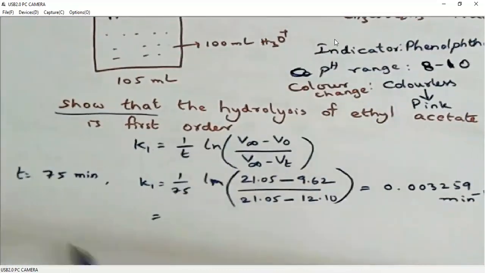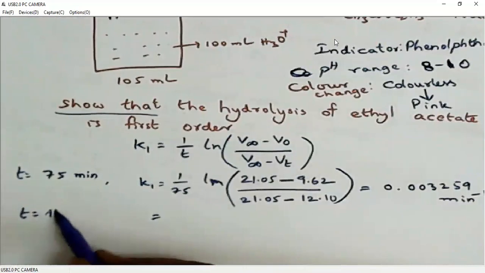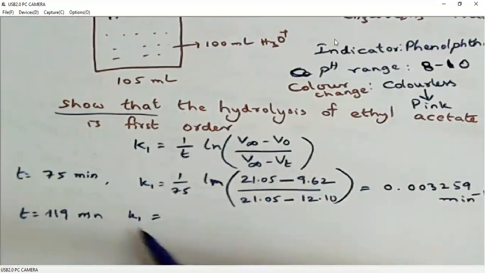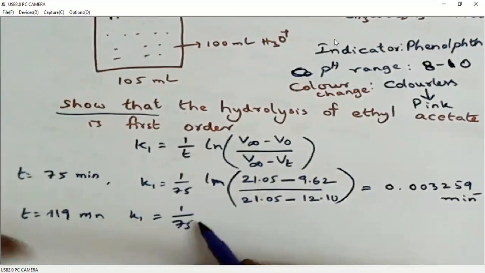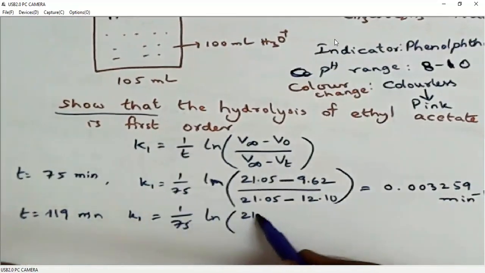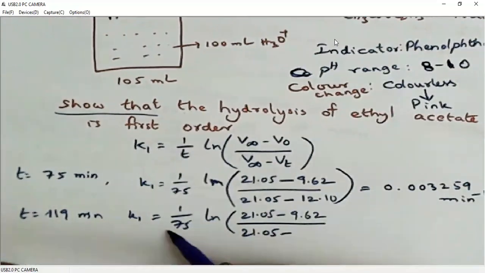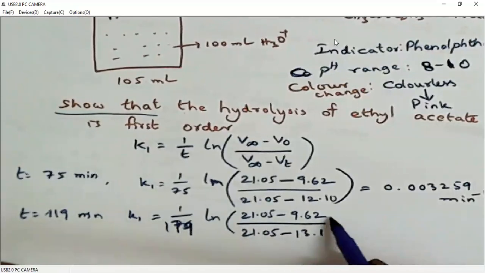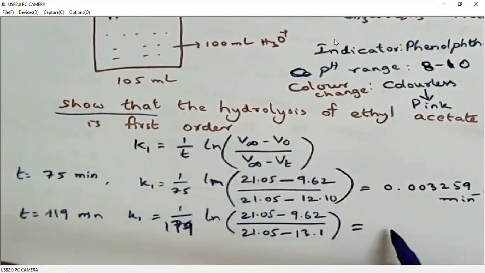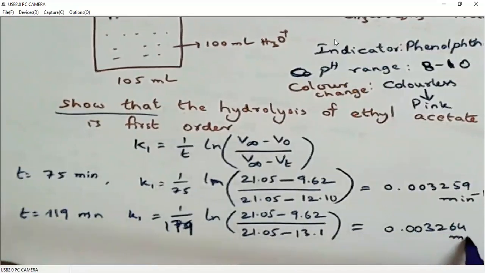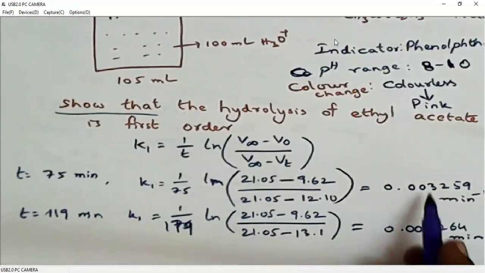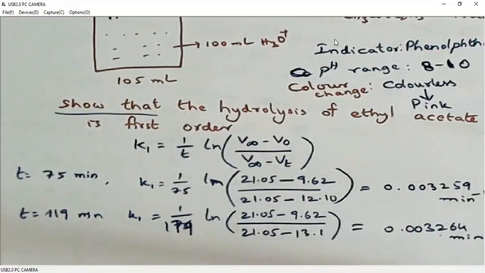Similarly, when we calculate the K1 value at 119 minutes, K1 is equal to 1 by 119 into ln V infinity, it is the same thing. V naught is again the same value. V infinity is again the same. Vt, V7, sorry, this is V119, it is 13.1. When we simplify this, what we will get is 0.003264 minute inverse. See, we are getting almost constant values for the K1.